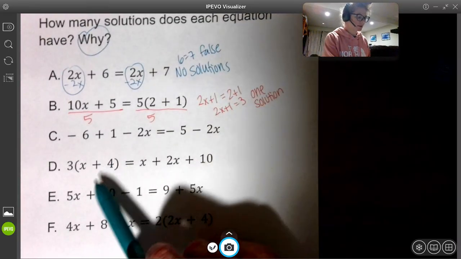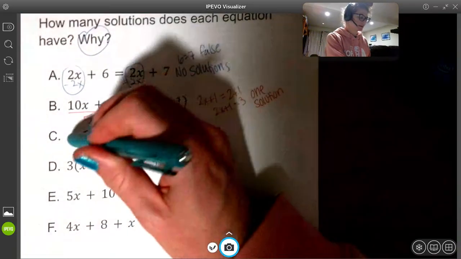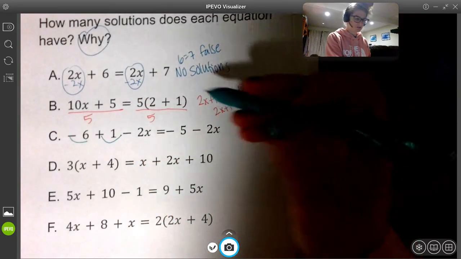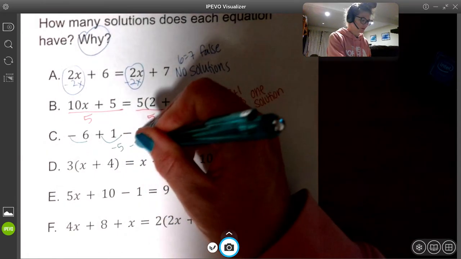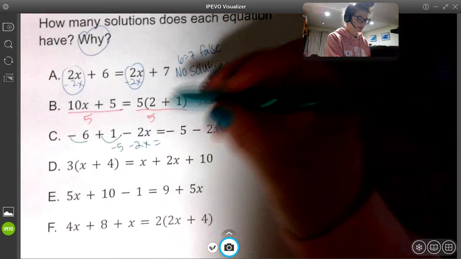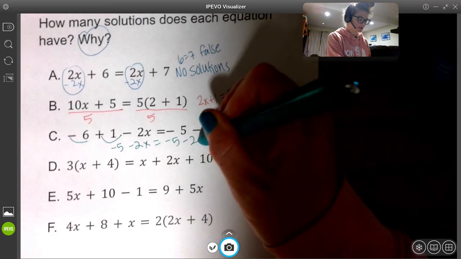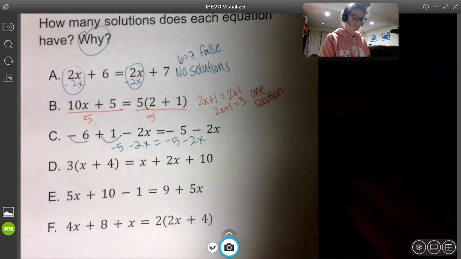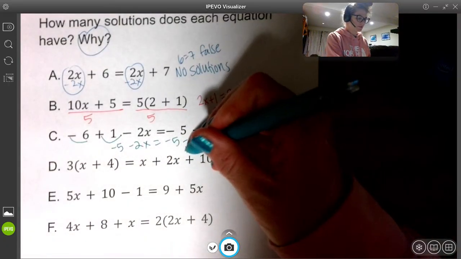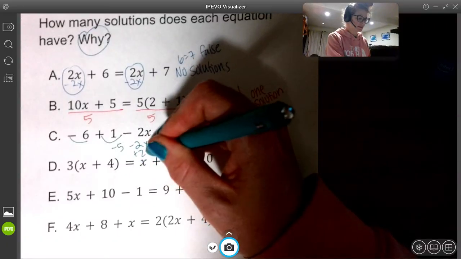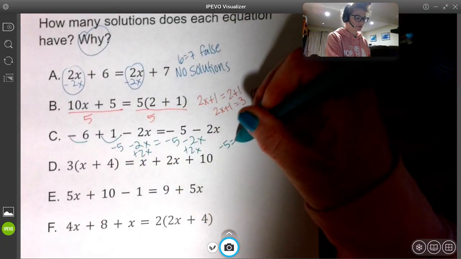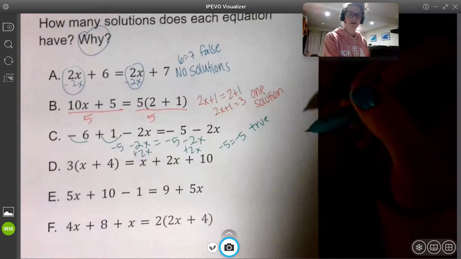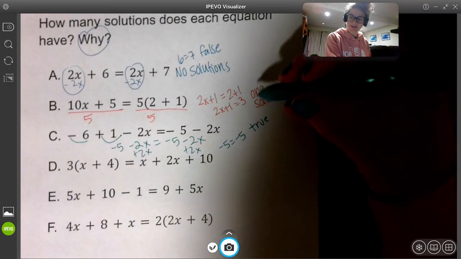If we look at the next one and we simplify both sides, we have negative 6 and 1, which is going to get you negative 5, minus 2x is equal to, on the other side, negative 5 minus 2x. Maybe you notice at this point it is the same expression on both sides, or maybe not, and you add 2x to both sides, and you get negative 5, which equals negative 5, which is a true statement, which tells us there are, that's right, infinitely many solutions.